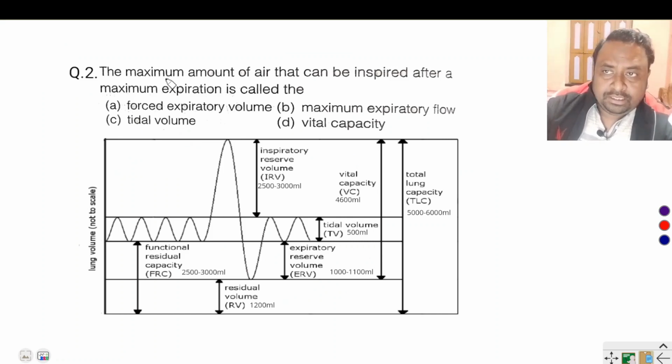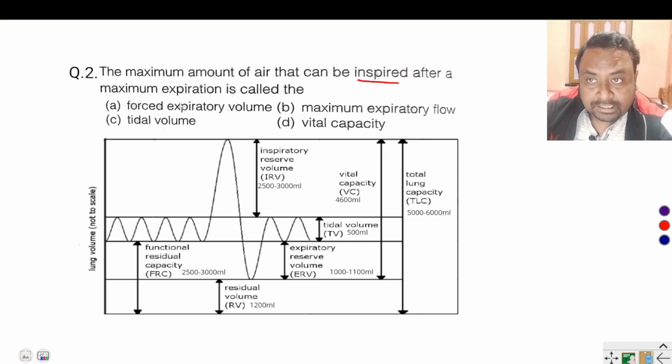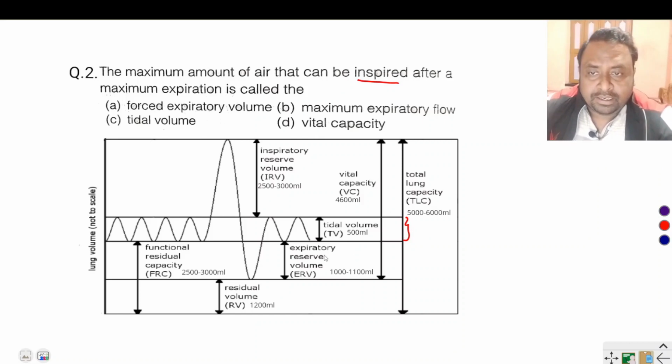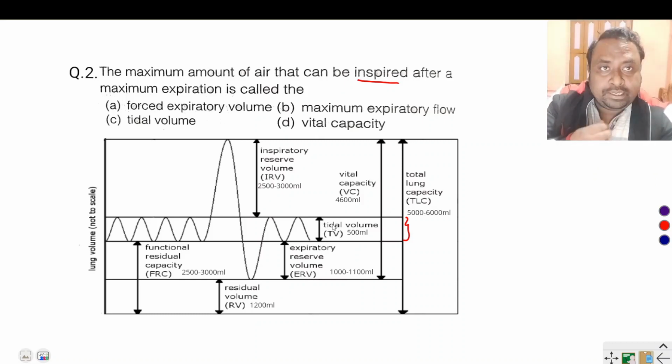This is the graph. The maximum amount of air that can be inspired after a maximum expiration is called vital capacity. This is the tidal volume. Tidal volume means the normal air taken in each breath, so it is 500 ml. This is normal inspiration and expiration. So in every breath we can expire 500 ml and inspire 500 ml.